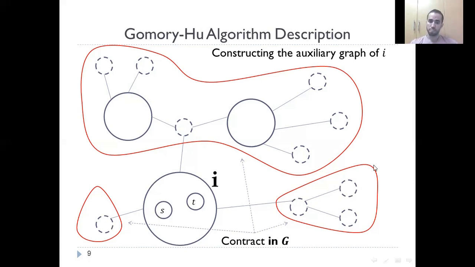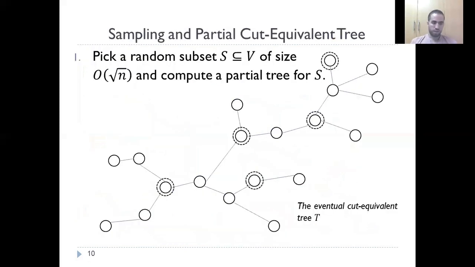In this auxiliary graph, we find the minimum s-t cut for some arbitrary pair of nodes s, t from I. This minimum cut that we find tells us how to partition I. It also tells us how to reconnect the subtrees that were previously connected to I, depending on whether they lie on the left side or on the right side in the minimum cut that we found. And furthermore, we also know which value to put on the new edge between the two parts of I. Okay, now we're ready for our algorithm.